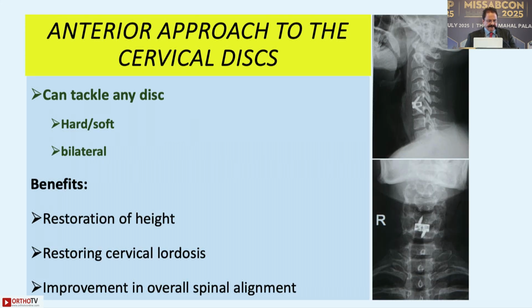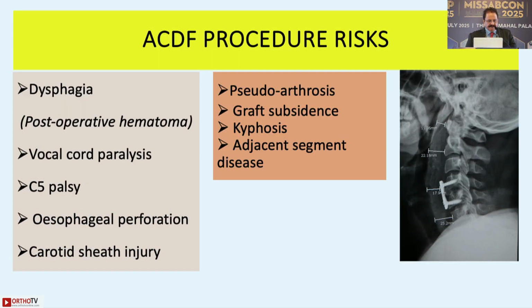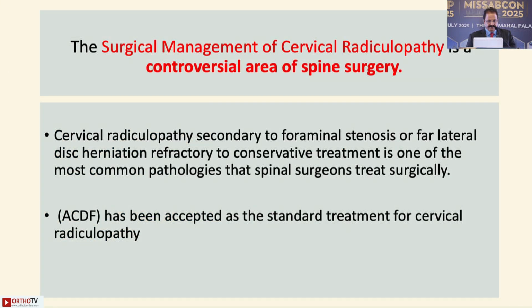The anterior approach can tackle any disc, hard or soft, and bilateral symptoms. Benefits include restoration of height, restoring lordosis, and improvement in overall cervical alignment. But the same way, you have intraoperative problems such as dysphagia, vocal cord paralysis, and C5 palsy, and postoperative pseudoarthrosis, graft subsidence, kyphosis, and adjacent segment disease. So the surgical management of cervical radiculopathy is a controversial area.